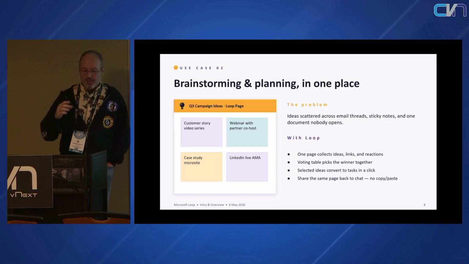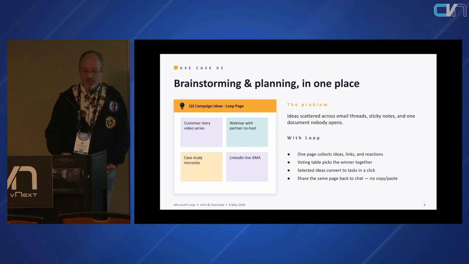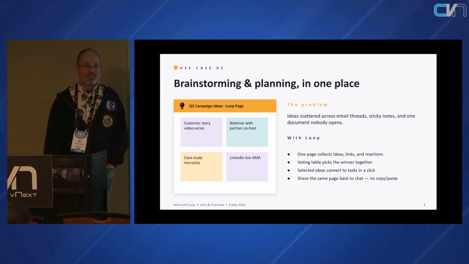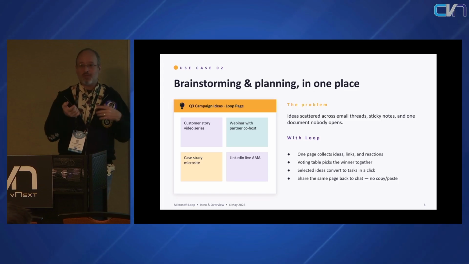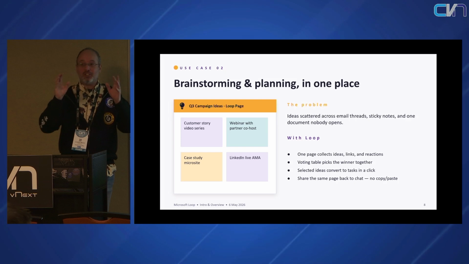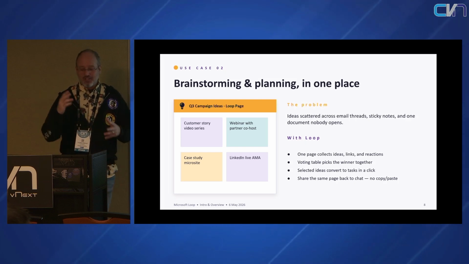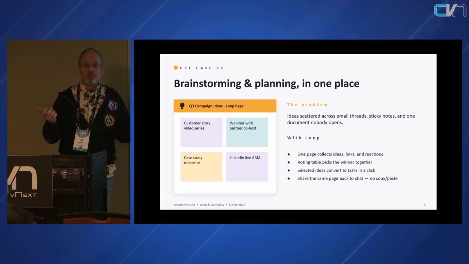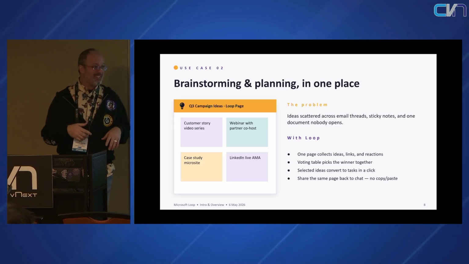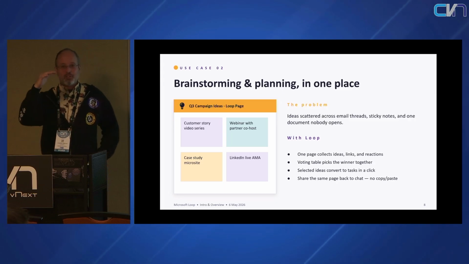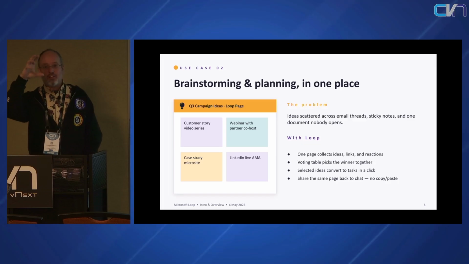Okay, so brainstorming and planning in one place. This is kind of the problem. Ideas scattered across email threads. So we're on Project XYZ and everyone's sending emails back and forth, but no one's clicking reply all. They're just starting a new email. So you've got all these email threads, or maybe you've got 10, 20 people in this group and they're all clicking reply all. And now you have 3 million emails, give or take. And you're trying to put it all into one coherent thought.